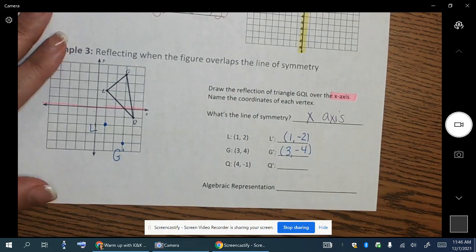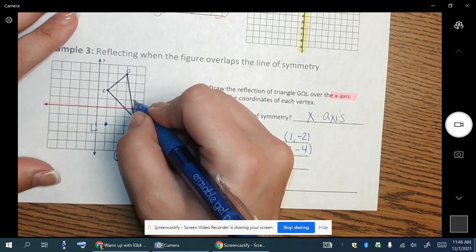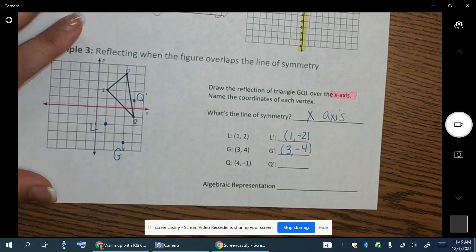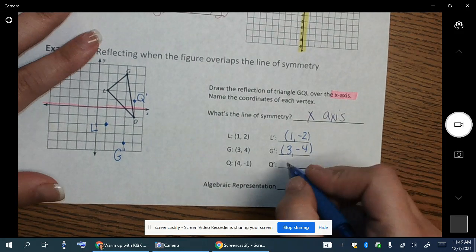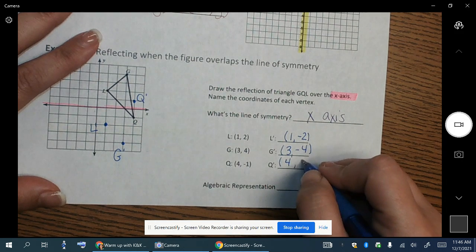Okay, and then Q, it is 1 away, so it needs to be 1 away. That's easier than I thought. So what are the coordinates for Q prime? Positive 5, positive 1. Oh, 5, 1? 4. 4, positive 1.